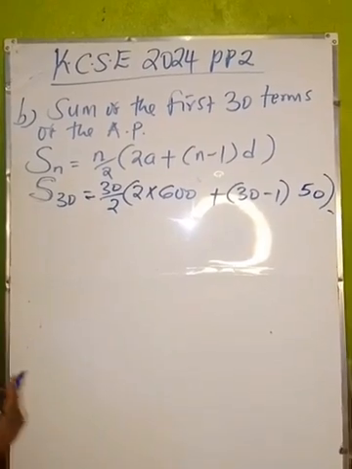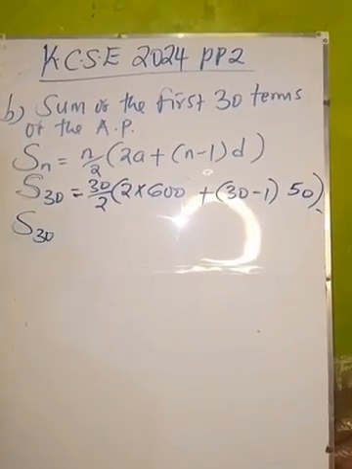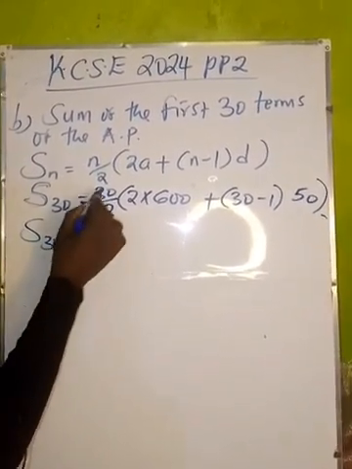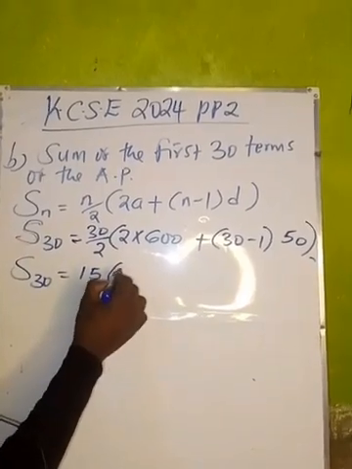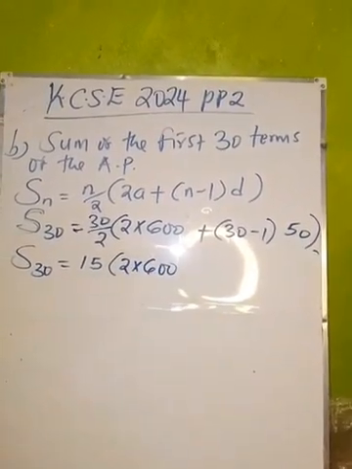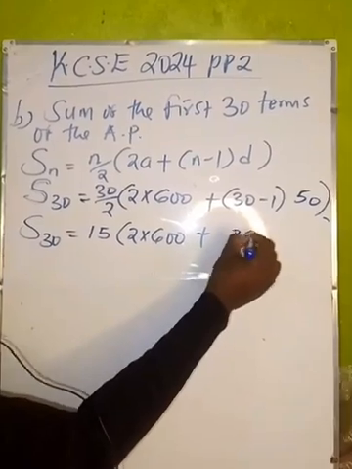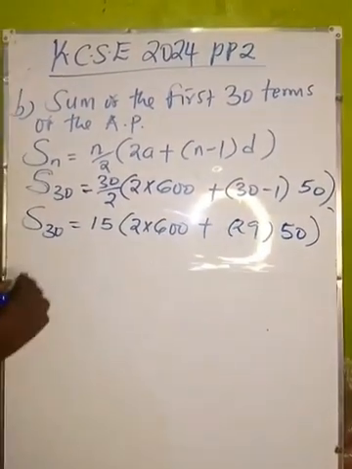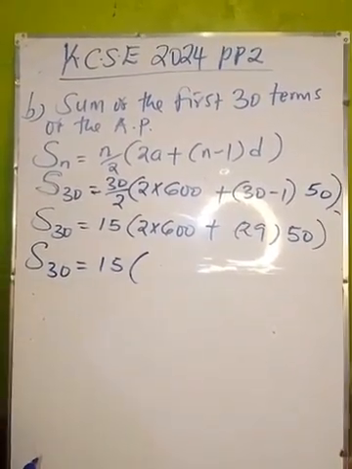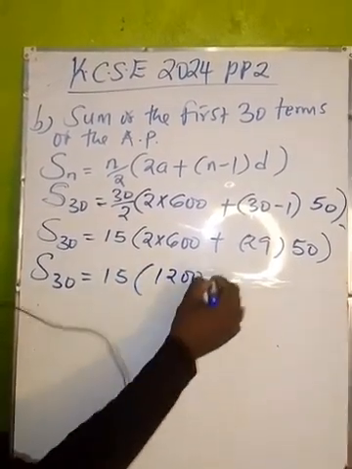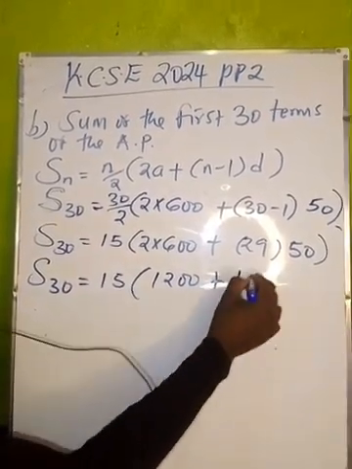So we apply the formula, we interpret the formula that way, very easy, and then we work it out. That means the sum of 30 terms, or S30, is given by 30 divided by 2, which is 15, and then you multiply by 2 times 600 plus (30 minus 1), which is 29, times 50. So the sum of 30 terms will be 15 into brackets: 2 times 600, which is 1200, plus 29 times 50, which you can do with your calculators and you'll get 1450.